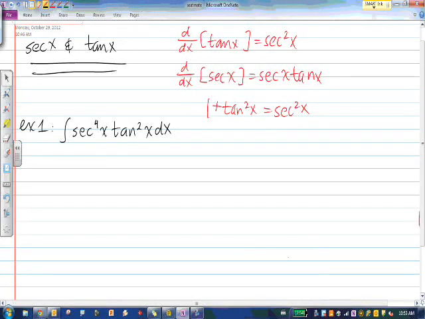Okay, we're going to take a look at integrals that involve tangent and secant instead of just sine and cosine. The things that you need to know to be able to do this are that the derivative of tangent is secant squared, the derivative of secant is secant tan, and there's the Pythagorean identity: 1 plus tangent squared equals secant squared.